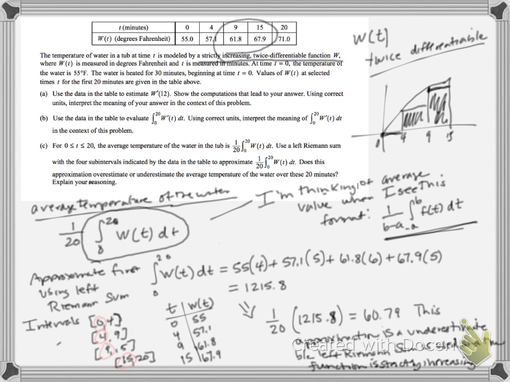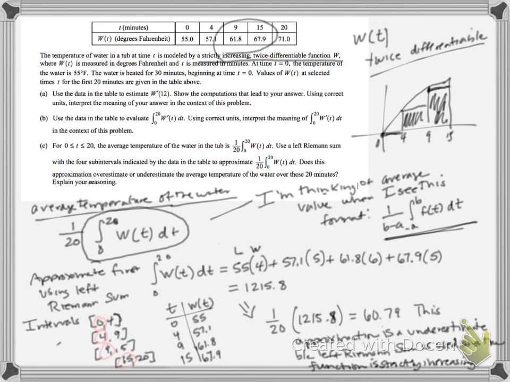So I want to take the width of each interval. Remember, these widths are not equal. From 0 to 4, 4 is the width. From 4 to 9, 5 is the width. From 9 to 15, 6 is the width. And from 15 to 20, 5 is the width. So I have each height multiplied by its width, the first rectangle, the second, and so on. My result is 1,215.8. Then I multiply by 1 over 20, dividing by 20, and I get 60.79.